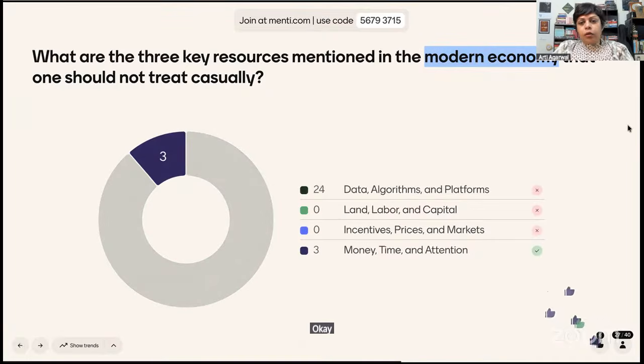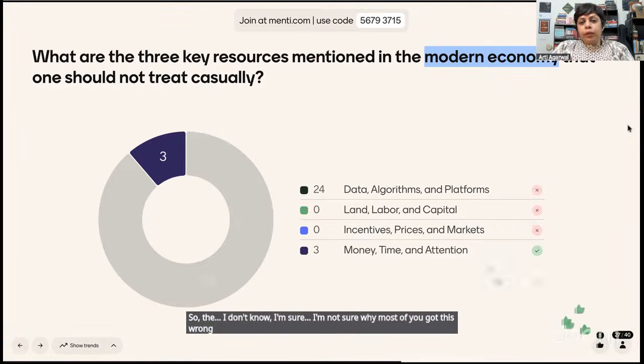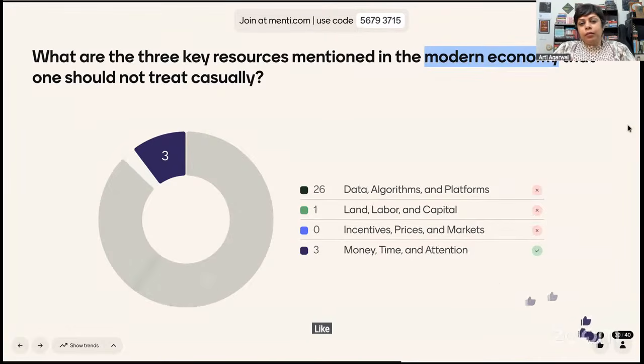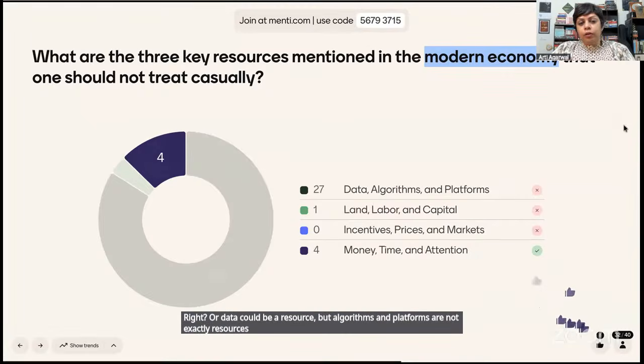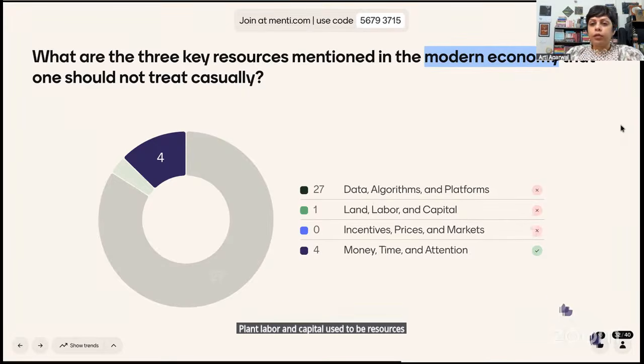Okay. So I'm not sure why most of you got this wrong. Actually, data, algorithms and platforms are not resources. They are just like markets, right? Or data could be a resource, but algorithms and platforms are not exactly resources in the true sense of the word. Land, labor, and capital used to be resources in the 19th century characterization of economics.